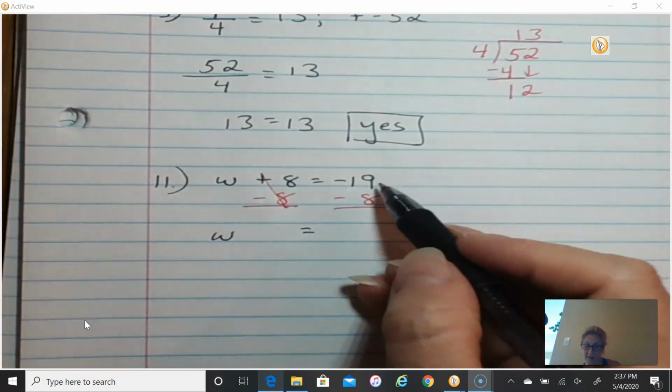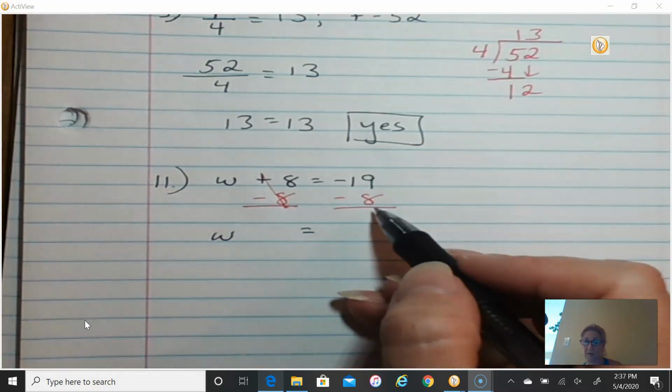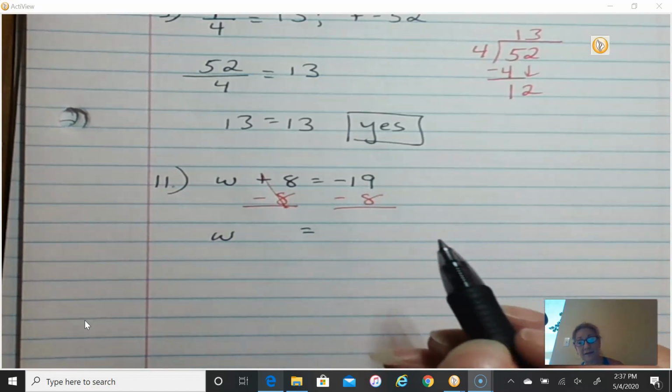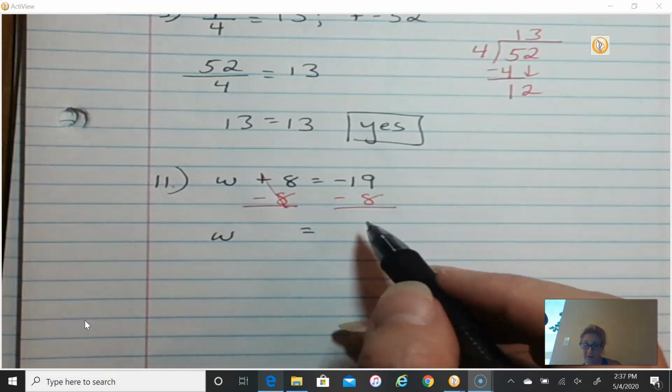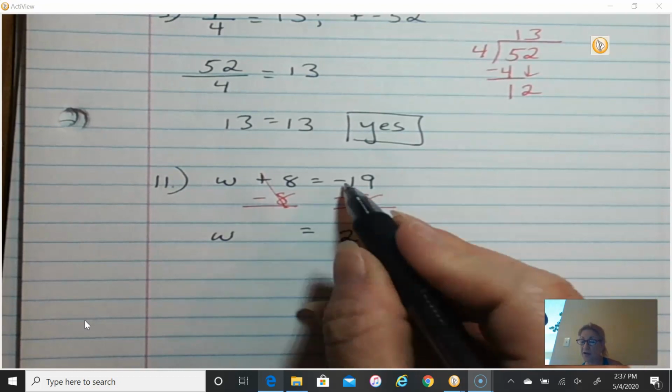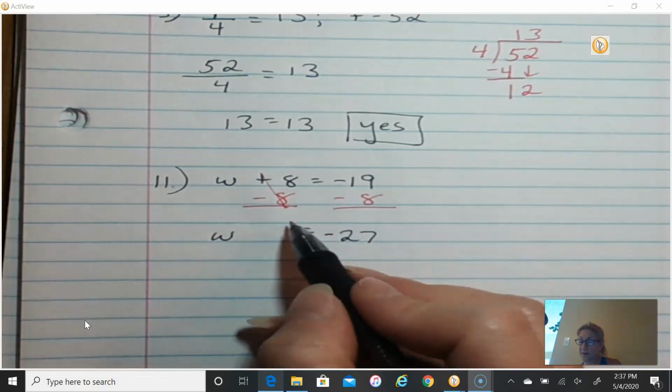W equals. Now that's a negative and a negative, so therefore you are adding. If the signs are the same, you are adding. So 19 plus 8 is 27, and you keep the sign. They're both negative.